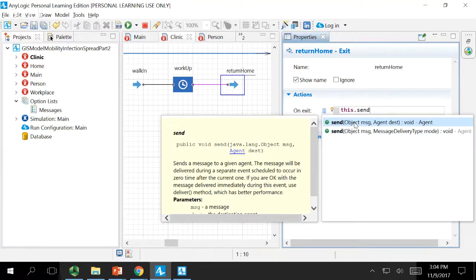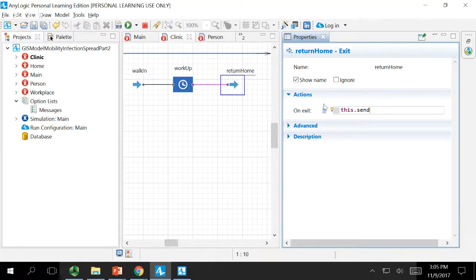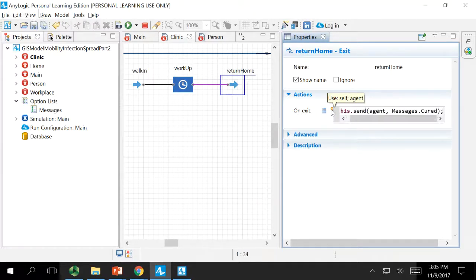And if you look at this thing here, it'll tell you there's a thing called agent, and that's what we want to send it to. That's the entity we're dealing with. And what's the message we want to send? It's messages.cured. So when this agent reaches this point in the process, we're going to send that entity a message saying messages.cured.